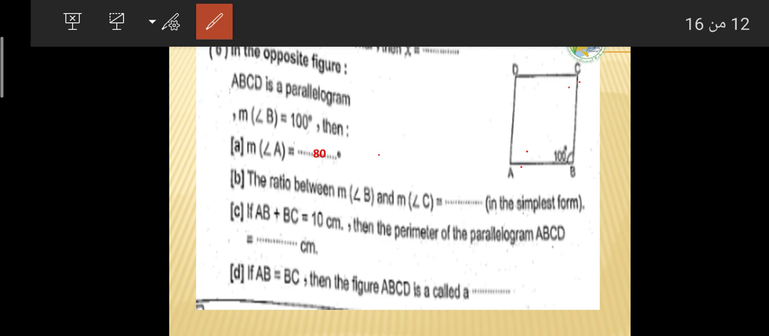Okay, then the ratio between B and C. طيب if B equals 100 to C equals 80. By simplifying, 100 to 80 are divisible by 20, so of course the final answer equals 5 to 4.